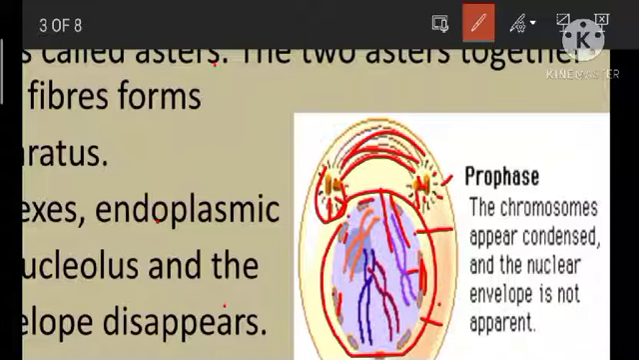The nuclear envelope disappears. And here a light, round, small, light colored structure is there. That is the nucleolus. So the nucleolus also disappears. Okay, so by the end of prophase, we can see the nuclear envelope and nucleolus disappear. Then some of the cell organelles like Golgi complex and endoplasmic reticulum also disappear. Okay, so these are the events that take place during prophase.